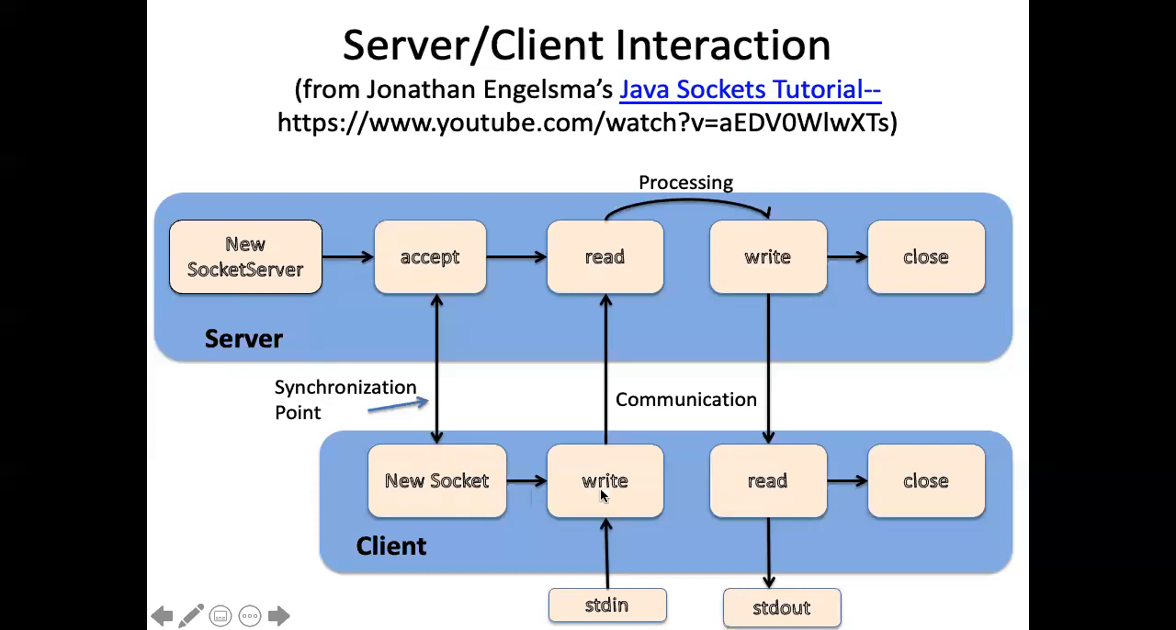So the Echo client or Echo server that we showed last time was one in which the client read from standard in, took that standard in and wrote it across the link to the server. The server read it, essentially did no processing. It simply wrote that line back to the client, which read it and wrote it to standard out. So it was a very simple interaction.